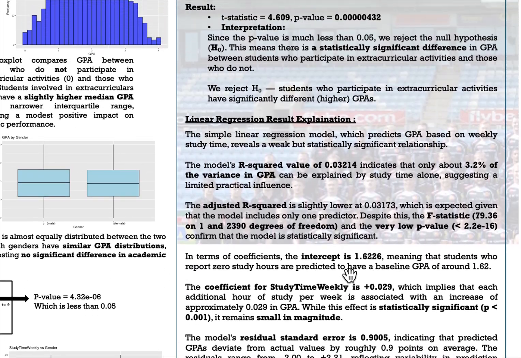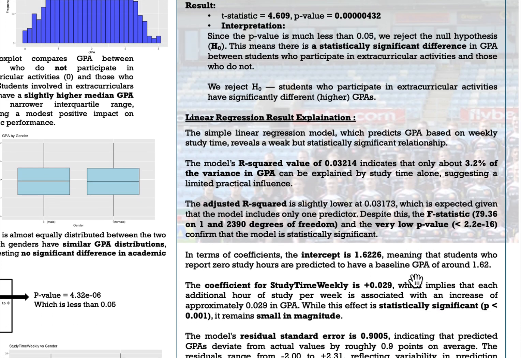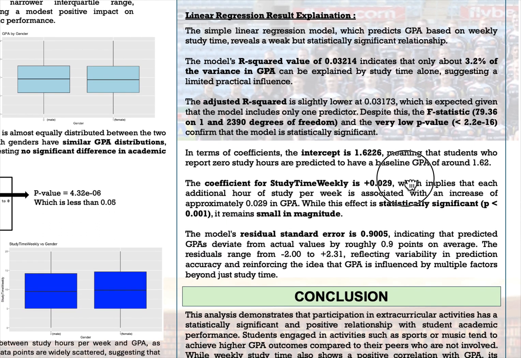Alright, now I go to the explanation for the test. Since the p-value for the t-test is less than 0.05, we reject the null hypothesis. This means there is a statistically significant difference in GPAs between students who participate in extracurricular activities and those who do not. So we reject H null, meaning that students who participate in extracurricular activities have a significantly different GPA, which is higher. And then the explanation for the linear regression.